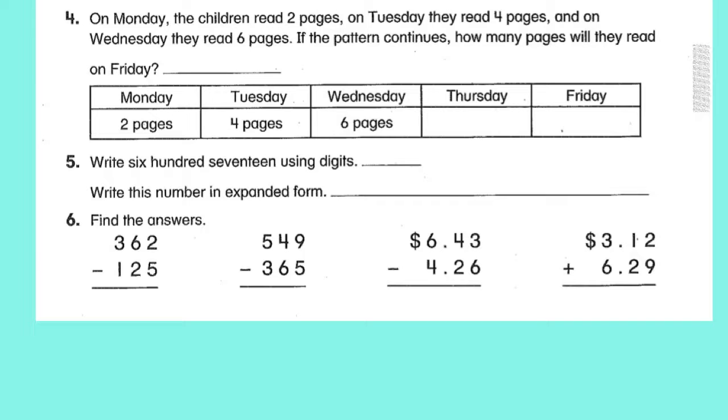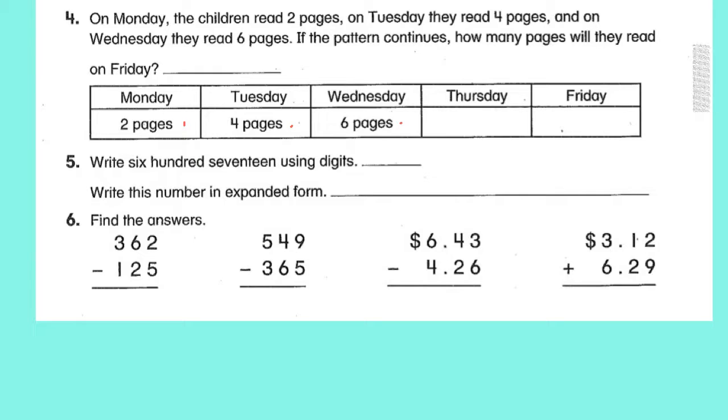Okay, number four. On Monday, the children read 2 pages. On Tuesday, they read 4 pages. And on Wednesday, they read 6 pages. And if the pattern continues, how many pages will they read on Friday?